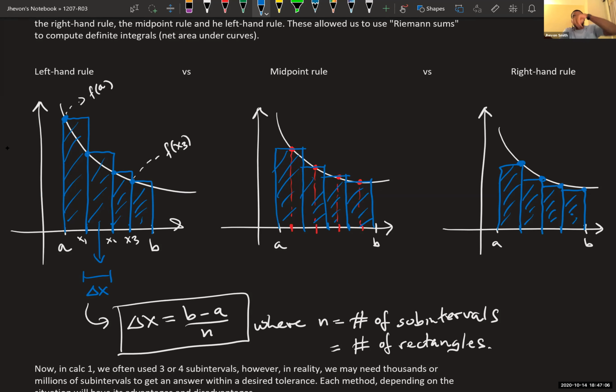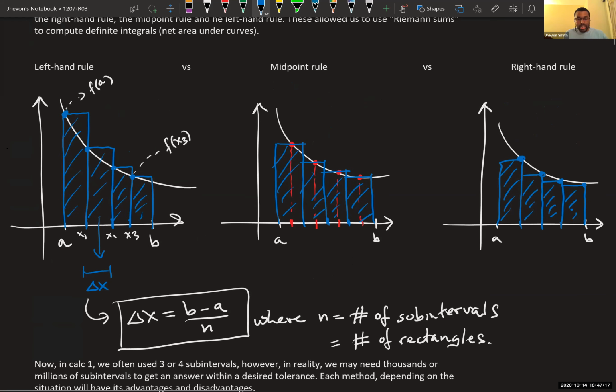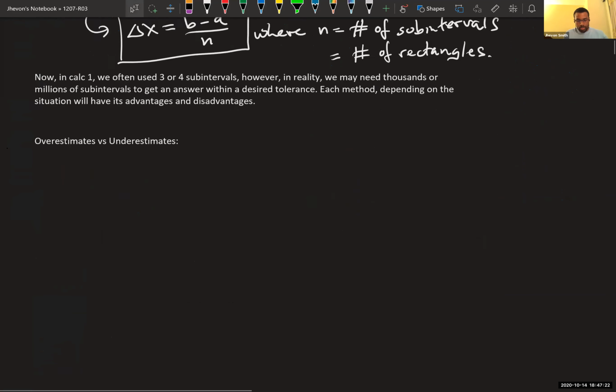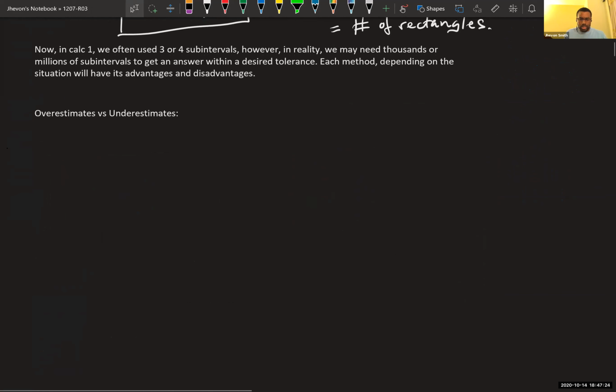But if the function is moving up and down, then it's not obvious how these estimates would actually work out. But in some cases, it was pretty much obvious. So we had those guys from Calc 1. So now, essentially what we're going to be doing, so overestimate versus underestimate.